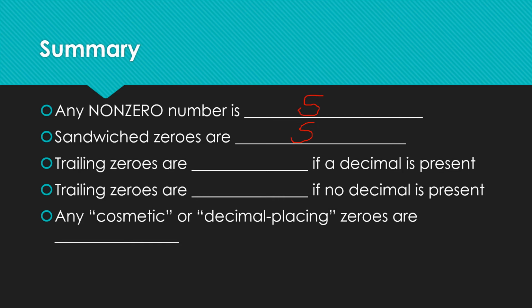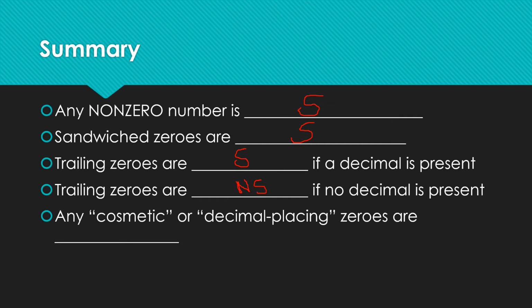Trailing zeros if a decimal is present. So those zeros that are at the end with a decimal in the number, they are significant. The trailing zeros with no decimal, so the zeros at the end with no decimal present, are non-significant. Remember, these are our weird rules we've got to remember.